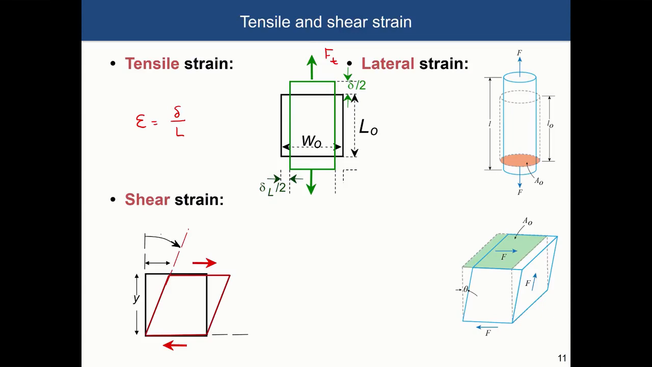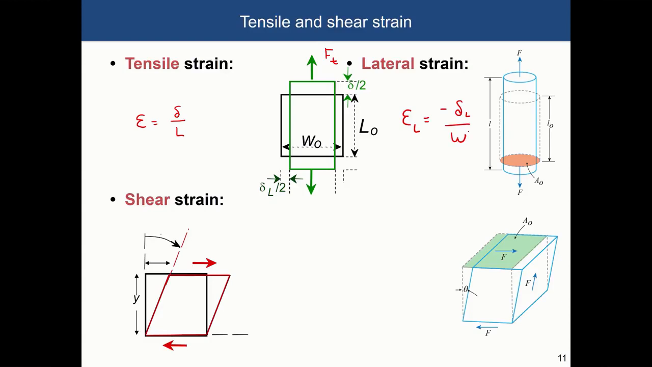And the lateral strain, epsilon L, is equal to minus delta L over the width of the material. Again, this is the change in the lateral direction normalized to the diameter of the material, which is here.